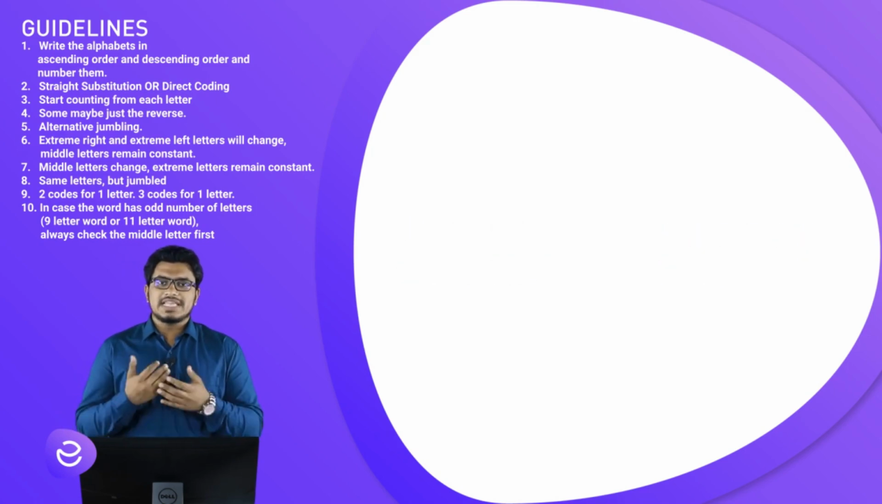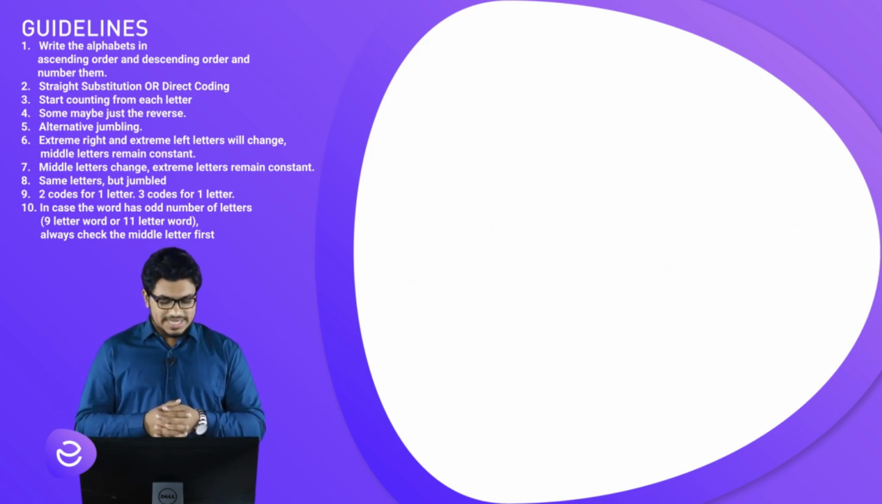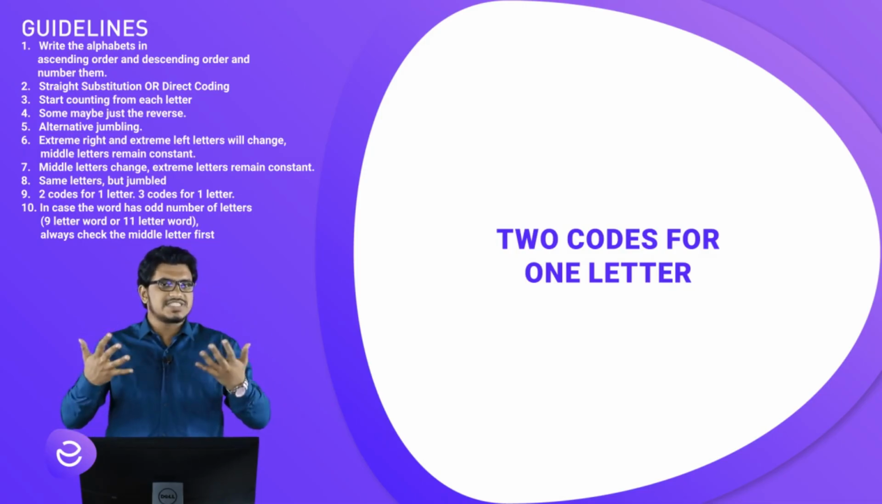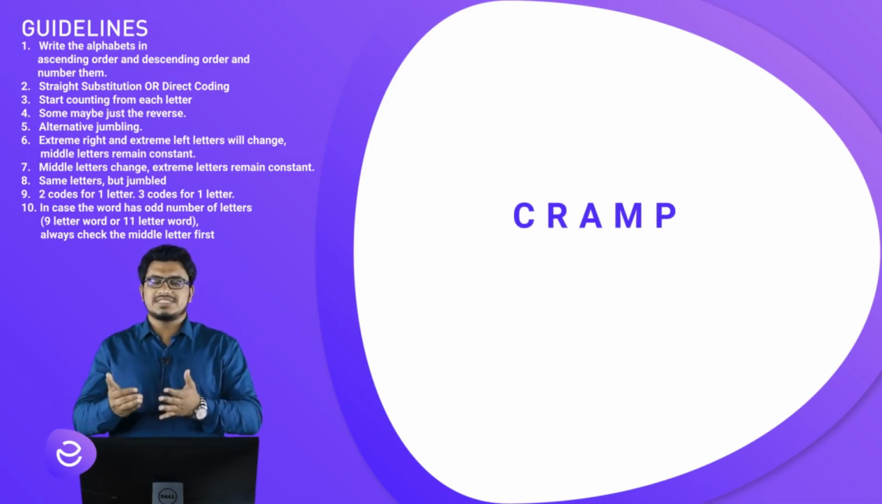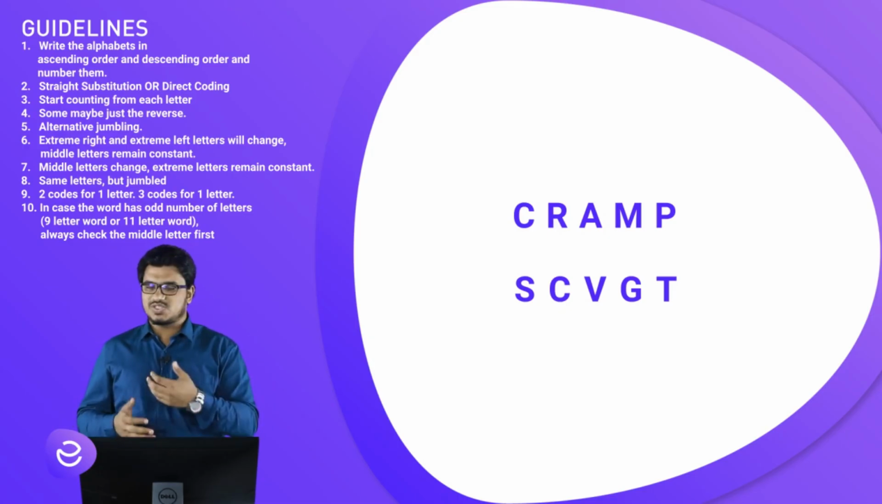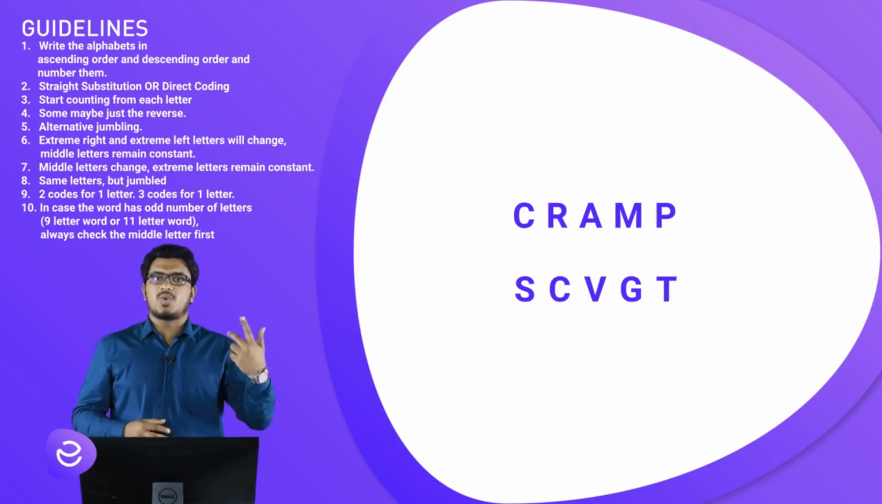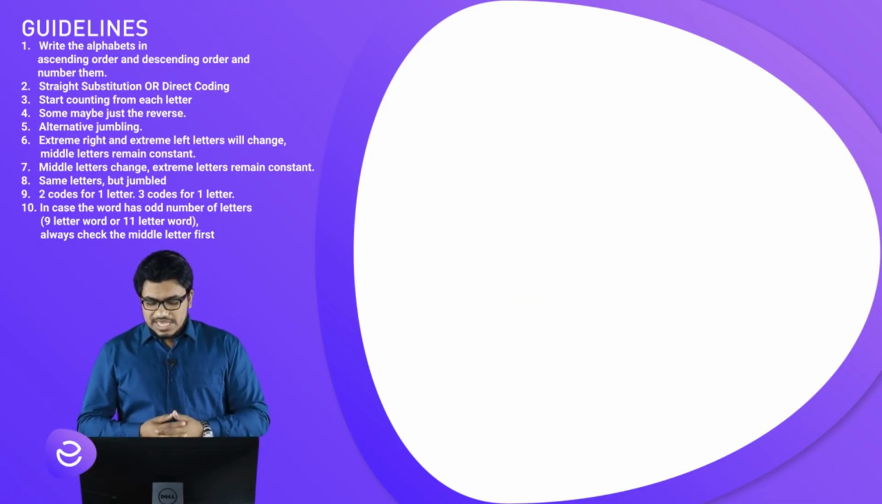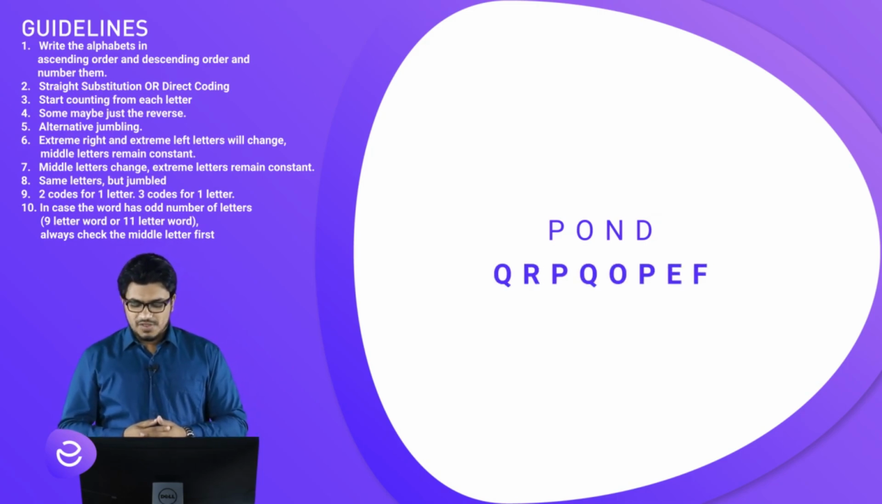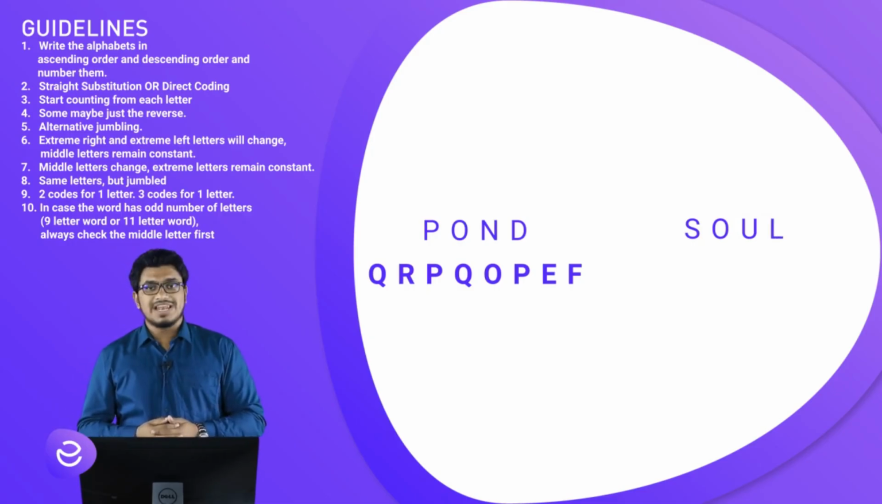Now, another pattern for coding is 2 codes for 1 letter. So far we have seen that there is only 1 code for 1 letter. For example, in the first example, we said that cramp is coded as SCVGT. So for C we have S, for R we have C, and so on. There are some other questions where we get 2 codes for 1 letter. For example, if pond is coded as QRPQOPEF, what will SOUL be coded as?